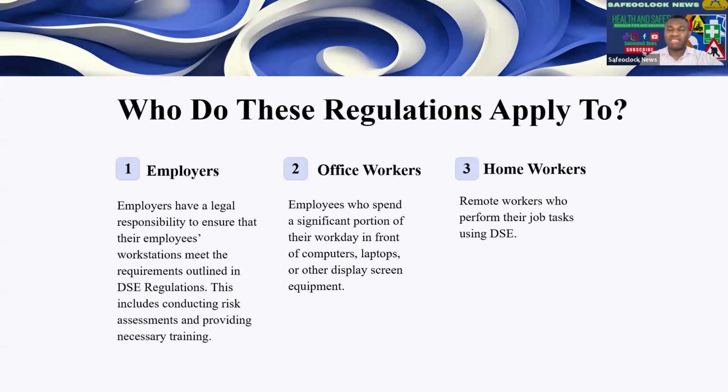Then for the home workers, that applies to them as well. It's their responsibility to ensure that they use appropriate equipment and they ensure that they follow the rules and the regulations, they follow the instructions given to them by the employer while using DSE.